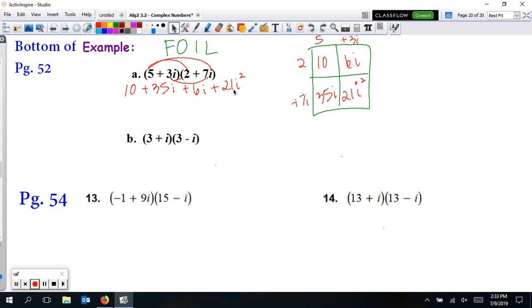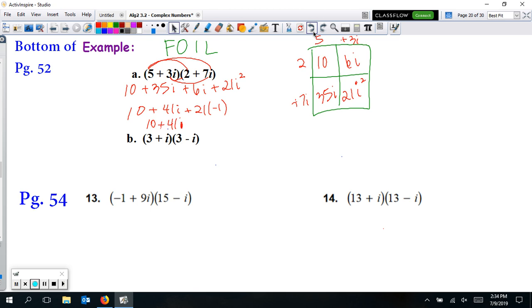So now as we start to work on this, we want to put it back into a row like this and combine our like terms, these i's. So we start off with 10, then 35 plus the 6 for combining like terms is 41i, and then 21i squared. Remember, i squared is something special. It always equals -1. And so here's where we see an application of that, 21 times -1, which is -21.